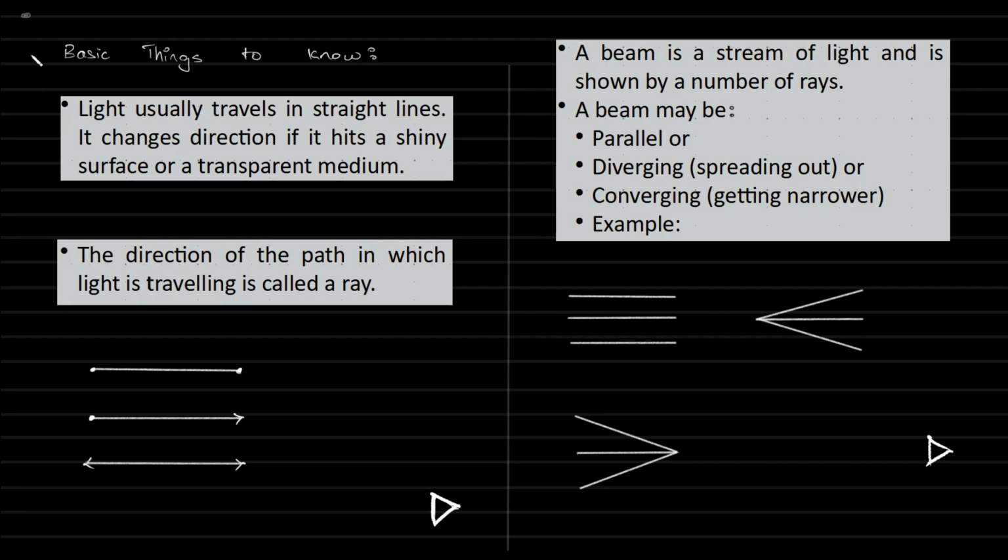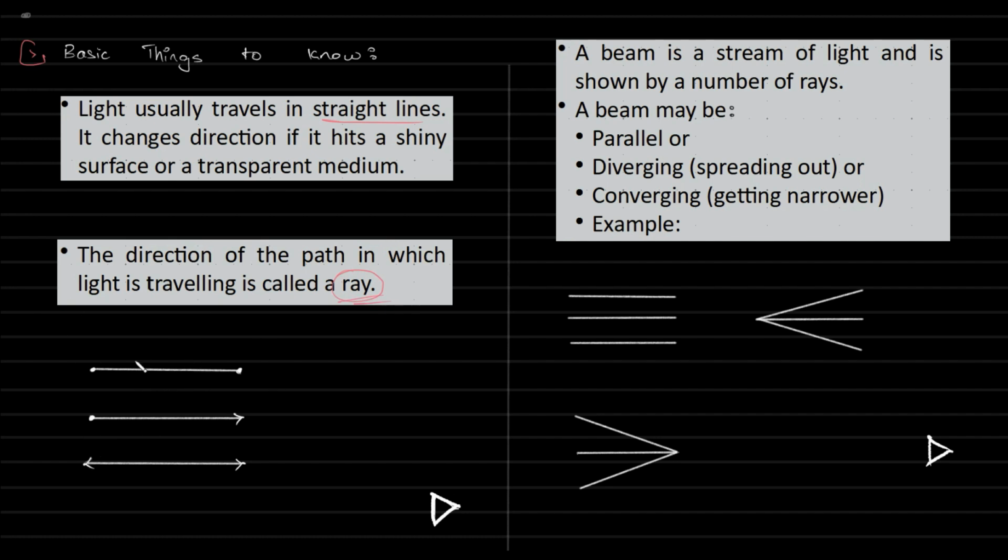Before we begin with our core topic of the chapter, we have to know a few things. Simple things actually, like light usually travels in a straight line. It changes direction if it hits a shiny surface or a transparent medium. So this is a fact that we need to know. The direction of the path in which the light is traveling is called a ray. So here we need to understand the word and remember the word ray.